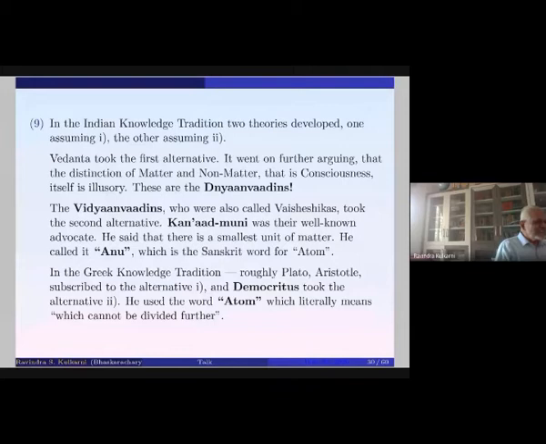He said that there is the smallest unit of matter. He called it Anu, which is the Sanskrit word for atom. And now in the Greek knowledge tradition, roughly Plato, Aristotle, that is Socrates, subscribed to the first alternative. And Democritus took the second alternative, that there is the smallest unit of matter. He used the word atom, which literally means that which cannot be divided further.